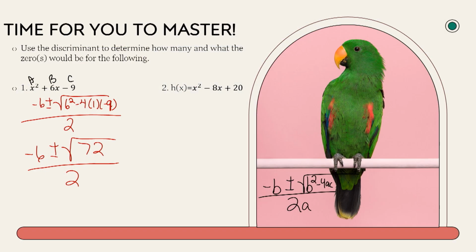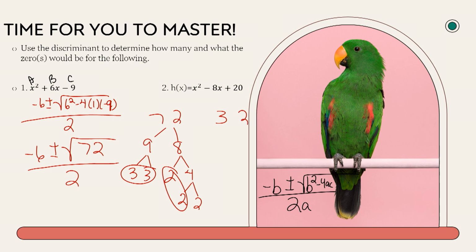So let's look. 72. So what are some factors of 72? I think the factors that I'm going to use are 9 and 8. Factors of 9 are 3 and 3. Factors of 8 are 2 and 4. Factors of 4 are 2 and 2. Here's a double. Here's a double. And that's what's left under.